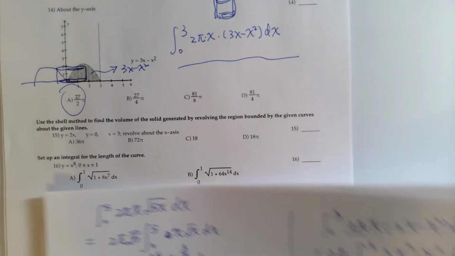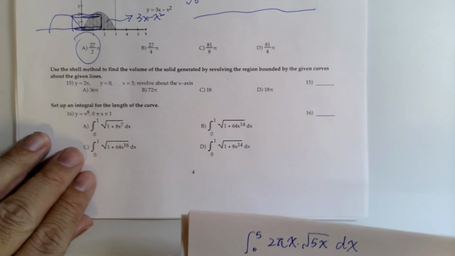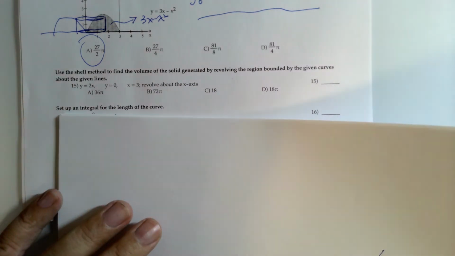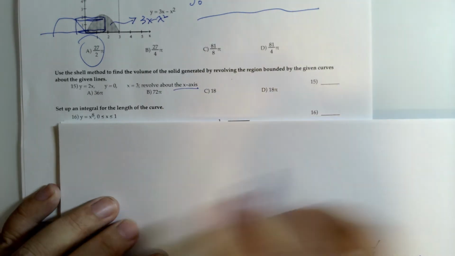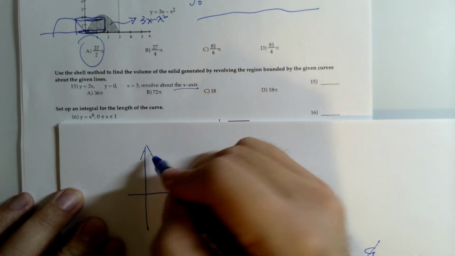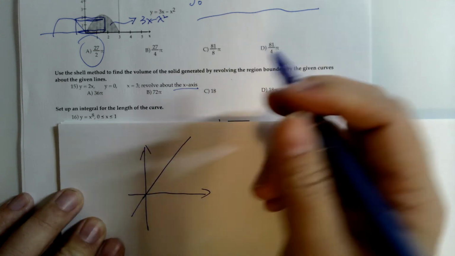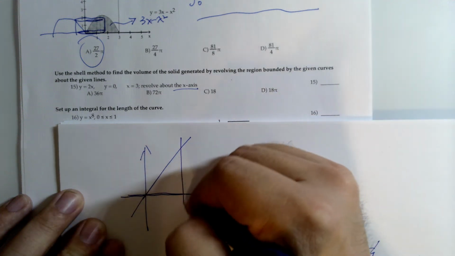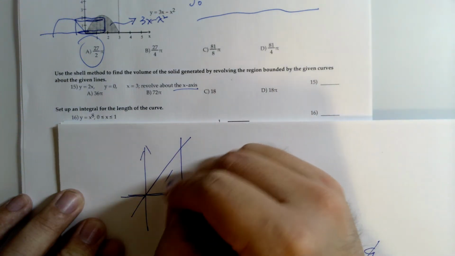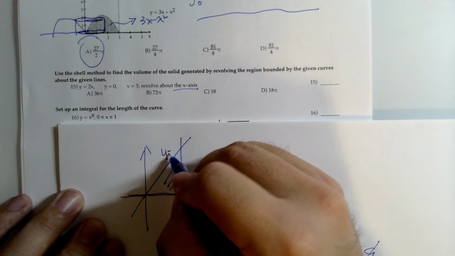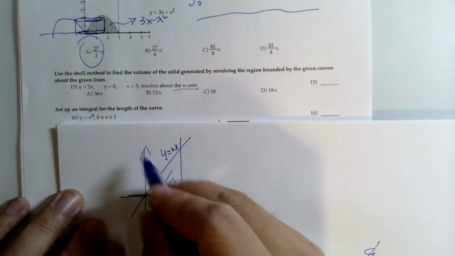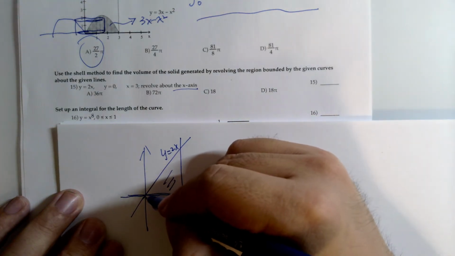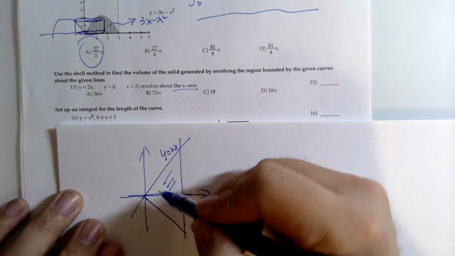All right, so now let's move on to number 15. So again, use the shell method to figure out the volume revolving about the x-axis. So this one, let's see. We have y equals 2x, y equals 0, which is the x-axis, and x equals 3, which is here. So this is the region, right? This is y equals 2x. So we revolve about the x-axis. So we're doing revolving about this, okay.